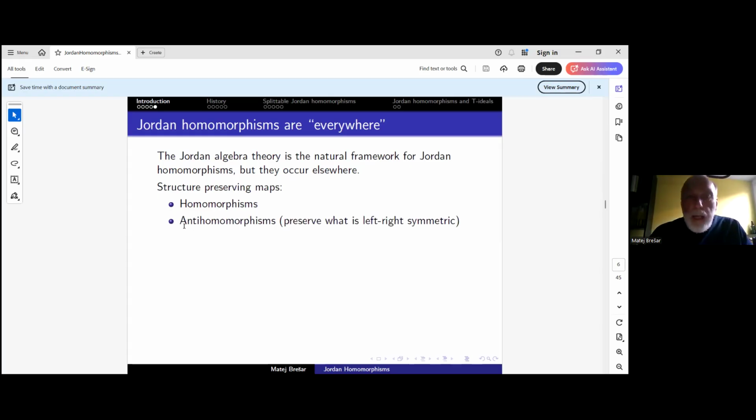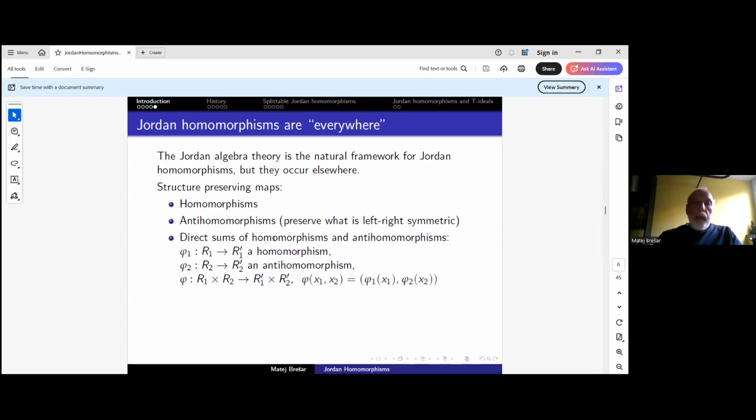But anti-homomorphisms also preserve the structure. Okay, not exactly. They preserve everything that's left-right symmetric. So, for example, they may map left ideals to right ideals, but still we can say that they preserve one-sided ideals. So they are equally natural in some sense, or almost equally natural. And now, we can combine them.